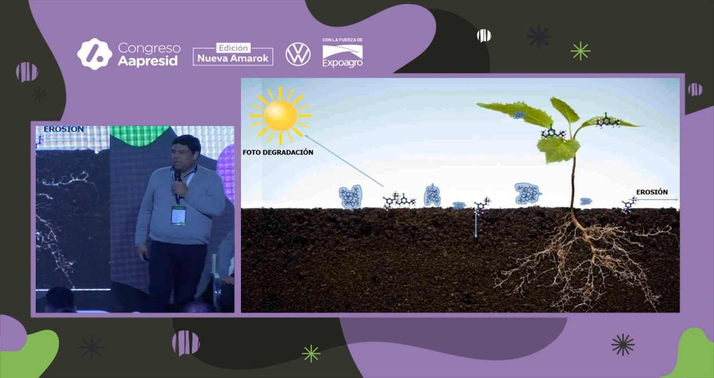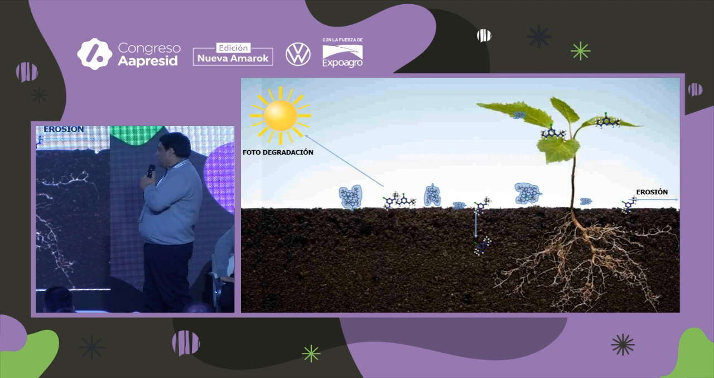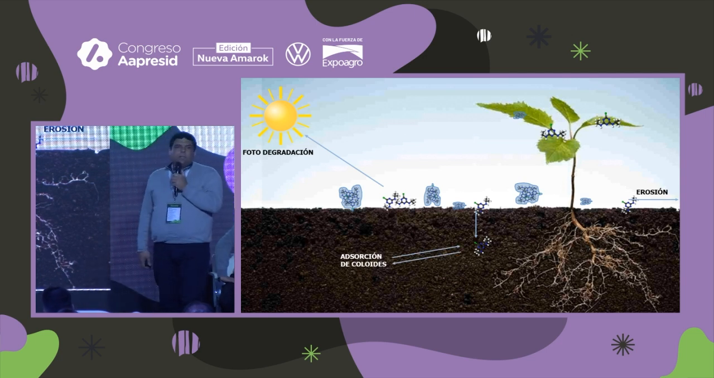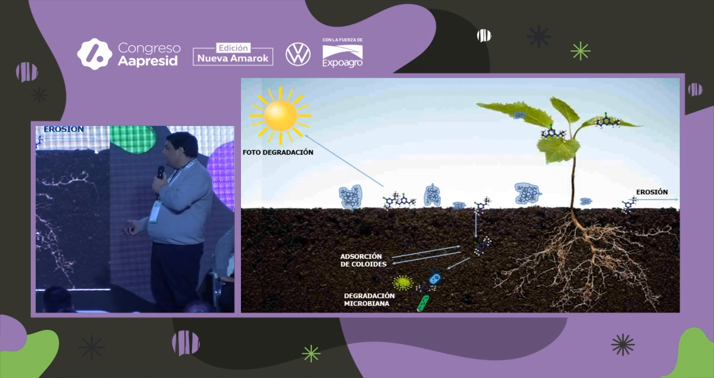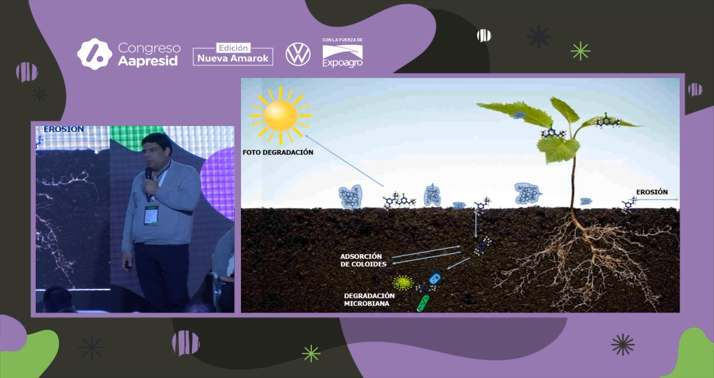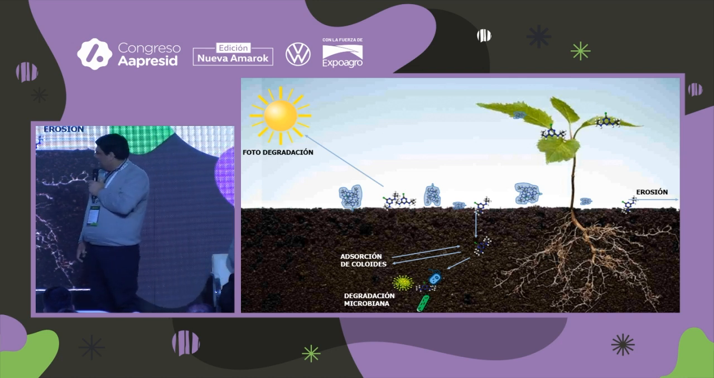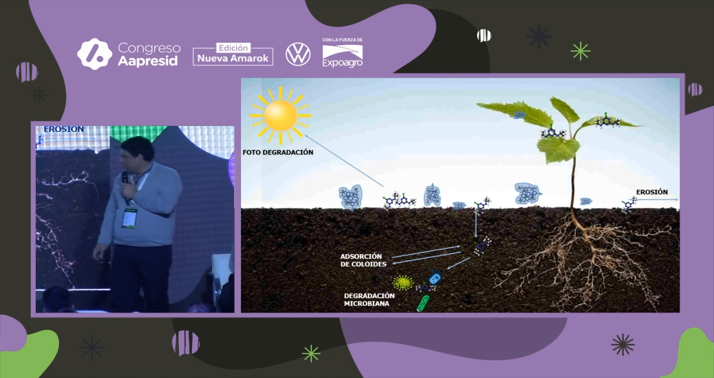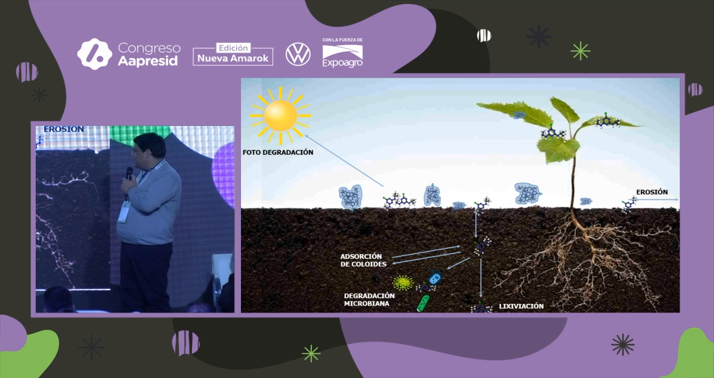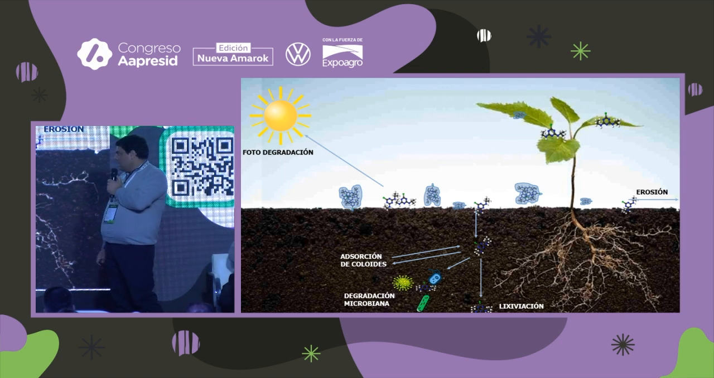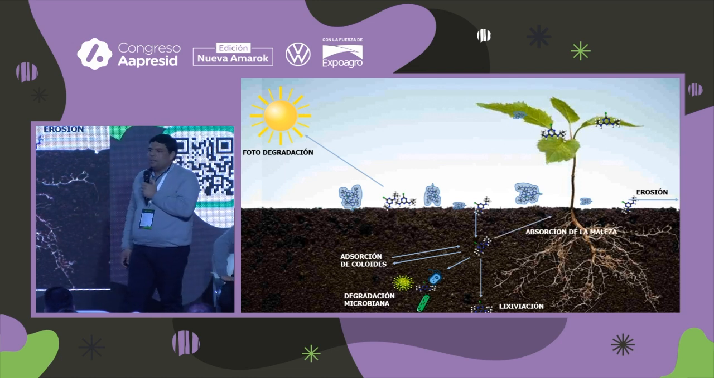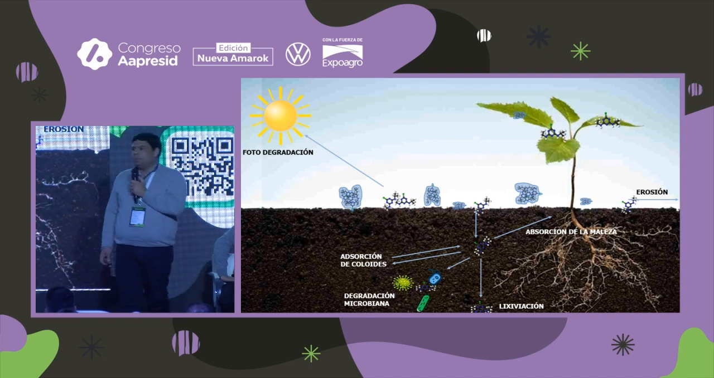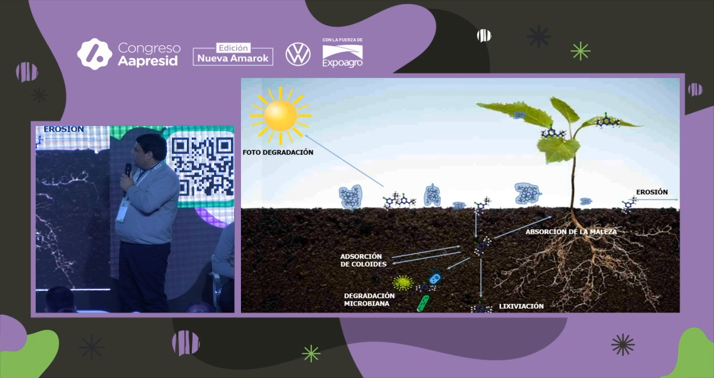We should also consider the surface of the soil, right? The stubble on it. But then you have limestone, microbial degradation. It is another way of degrading the active ingredients on the soils. You also have leaching or the washout. And another part is the absorption by the plant, which is the herbicide effect.